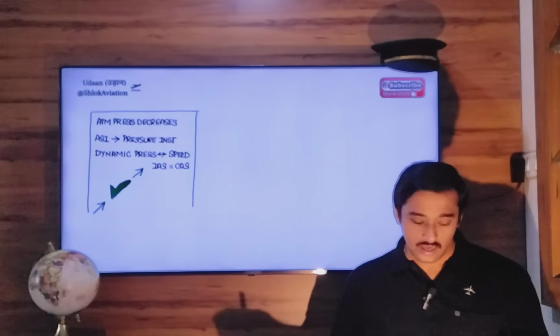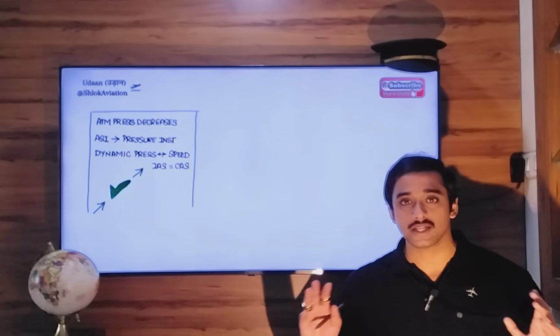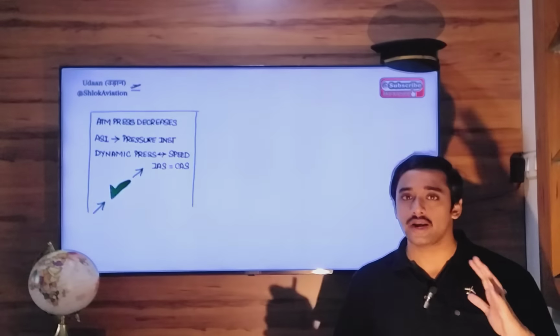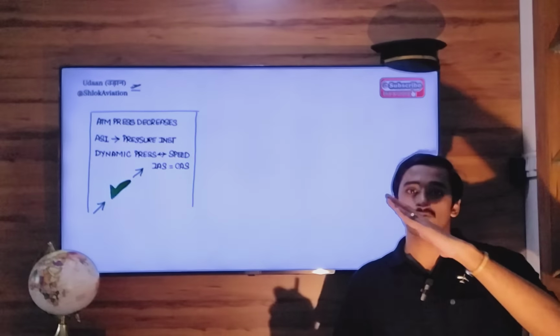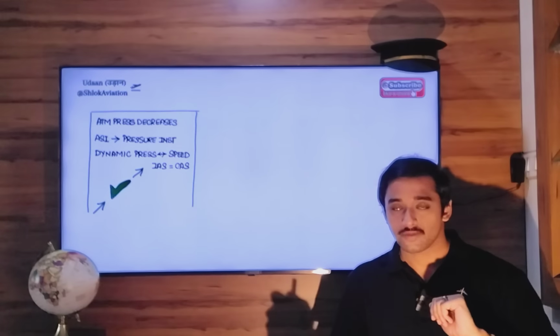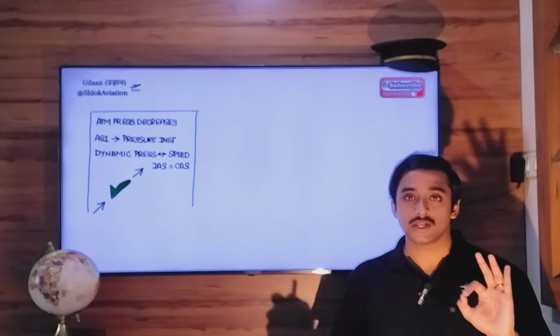Now, when you climb to higher and higher altitudes, air pressure decreases. If atmospheric pressure decreases, the dynamic pressure registered by your airspeed indicator will also automatically decrease. Right? You may be flying at a particular true airspeed, let's say a constant true airspeed of 200 knots in your climb.